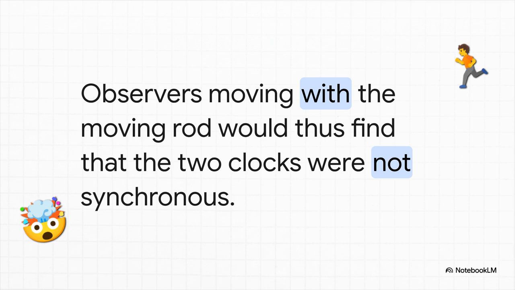Wait, what? Why? Well, because from their point of view, they have to account for the fact that a light signal sent from the middle has to travel different apparent distances to reach the front and back ends. This messes up their whole definition of synchronization.